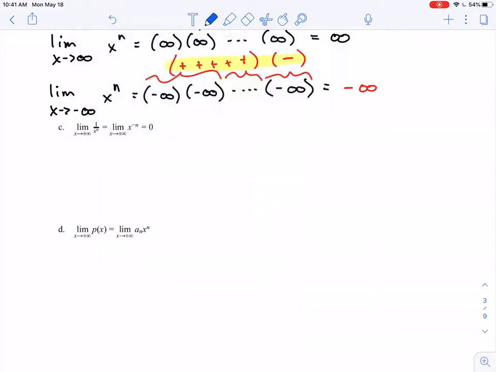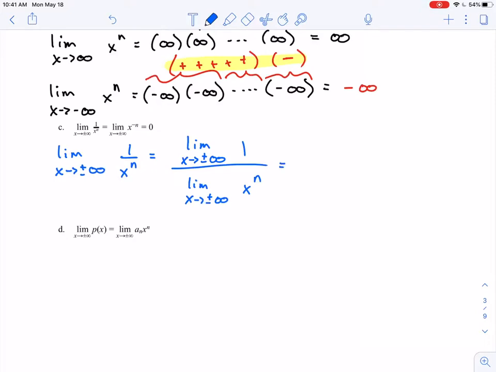So we'll change our color one more time here. So this time I have limits as x approaches positive or negative infinity, 1 over x to the nth power here. If we want to, we can go ahead and just apply that limit property that says, you know what, I can take the limit of the numerator and the limit of the denominator. So limit as x approaches plus or minus infinity of 1, limit as x approaches plus or minus infinity of x to the nth. Now if I look in my numerator, that limit of 1 is just a constant. It's just going to stay at 1.